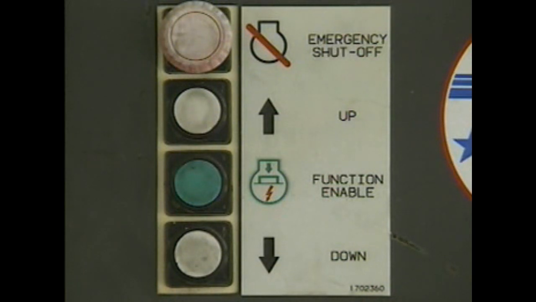The hydraulic scaffold also has operating controls within the caged work platform area. These controls include an emergency shutoff switch and an enabling switch, which is used together with either an up switch to raise the work platform or a down switch to lower the platform.